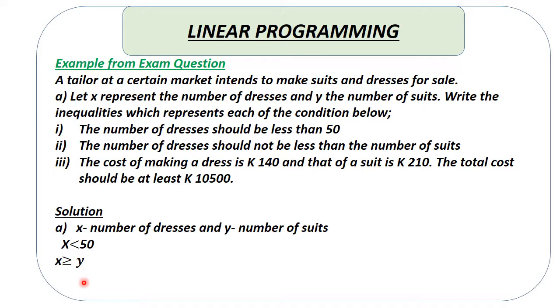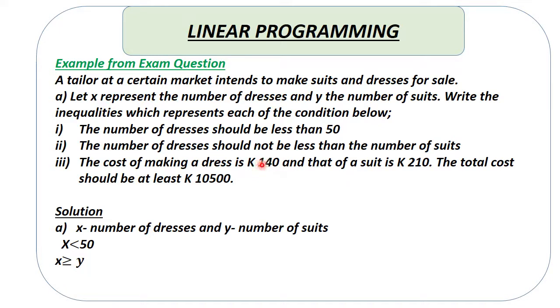Then finally, the cost of making a dress is 140 kwacha and that of a suit is 210 kwacha. The total cost should be at least 10,500. So I'm asking you to be with me here. Making a single dress is 140 kwacha and that of a suit is 210 kwacha. The total cost should be at least 10,500.